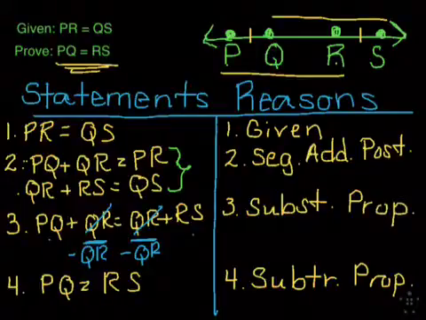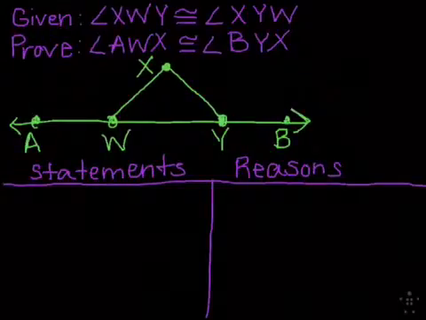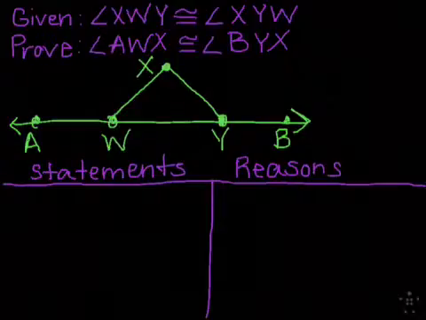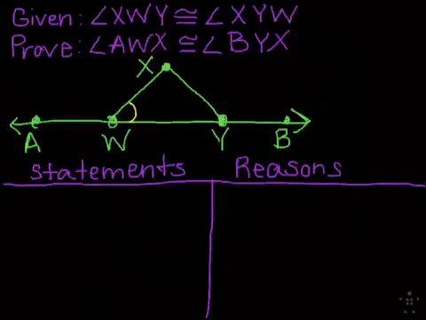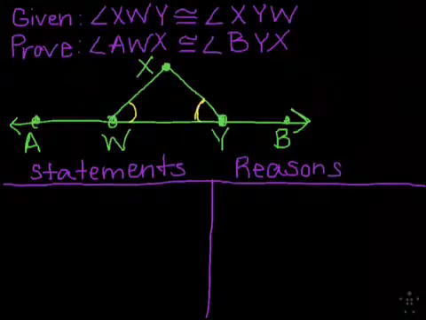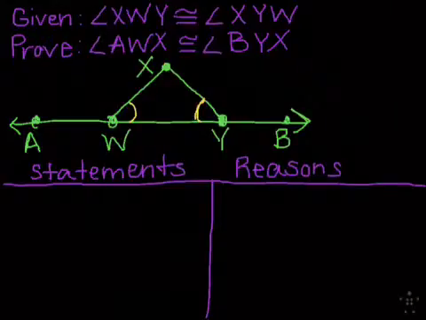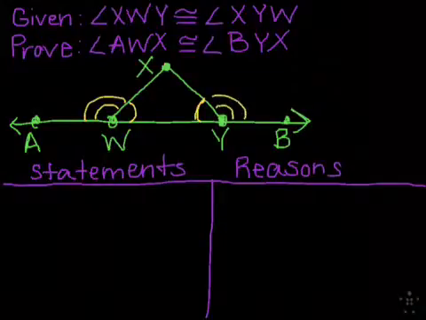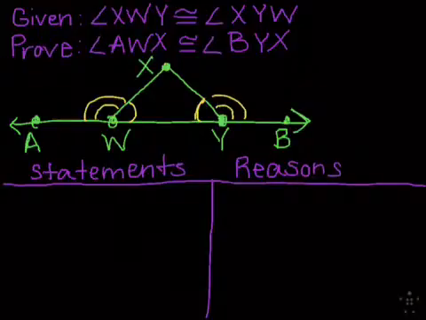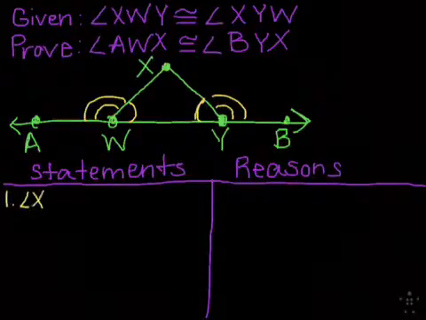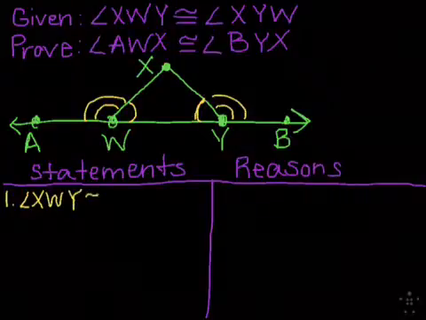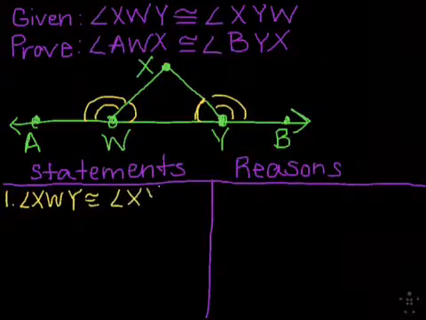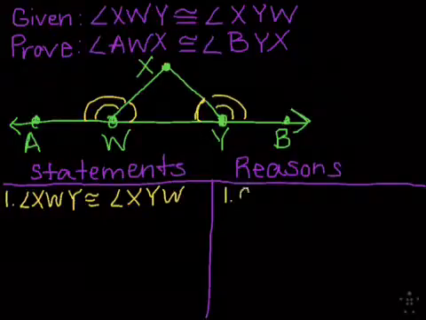Okay. Here's your next example. Given the angle XWY, so this angle here is congruent to angle XYW, this angle here. Prove the angle AWX, so we want to end up proving that this angle is congruent to BYX, which is this angle. All right, step number 1, always write down your given information. So I know angle XWY is congruent to angle XYW by given information.